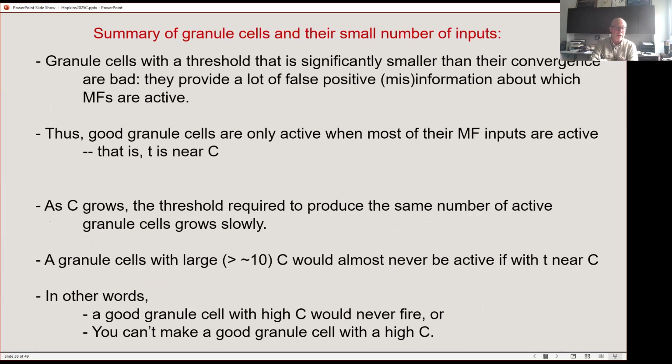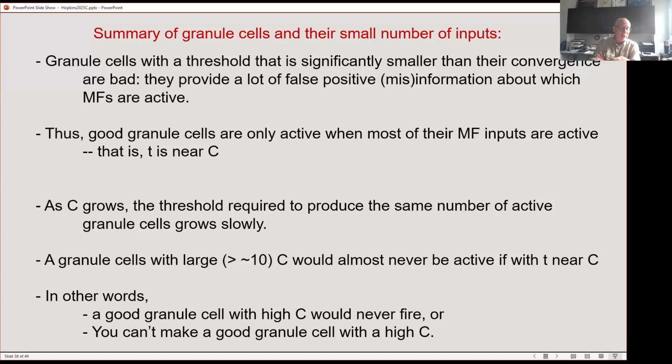So this is the summary, and this is our main argument for why granule cells have to have a small number of inputs. Granule cells with a threshold significantly smaller than convergence are bad. They provide a lot of misinformation. They imply that mossy fibers that aren't on might be on. Thus, a good granule cell needs its threshold to be near convergence.